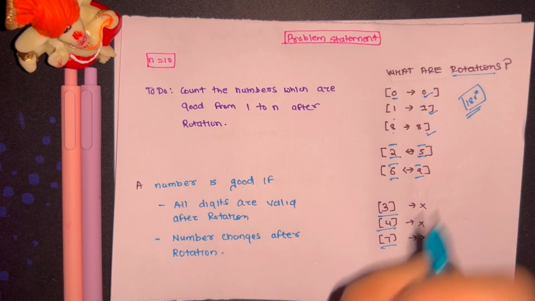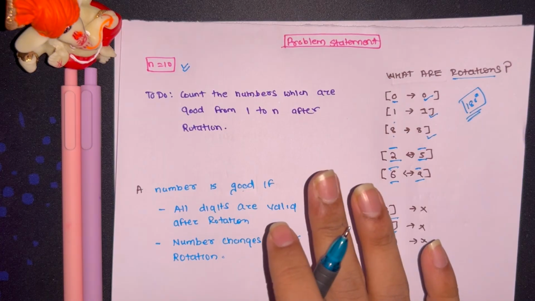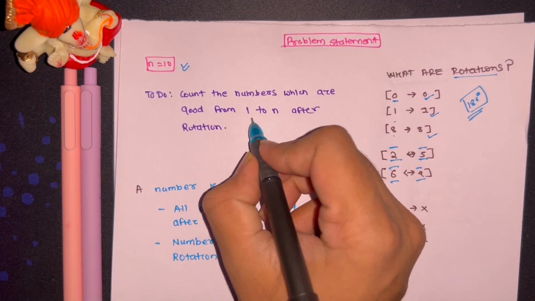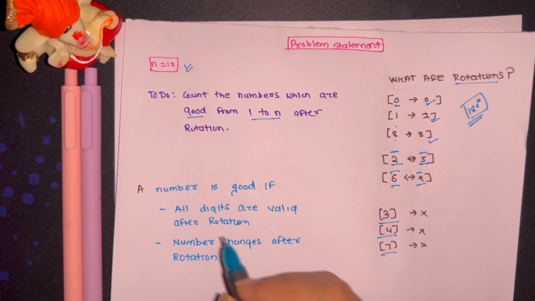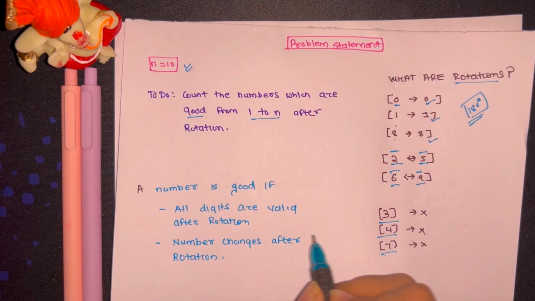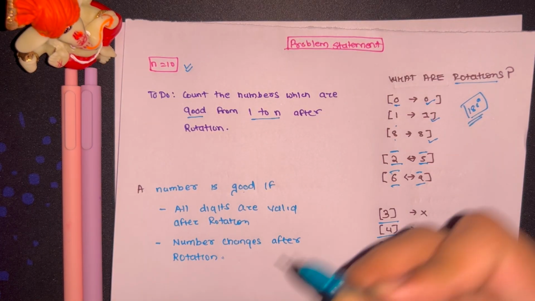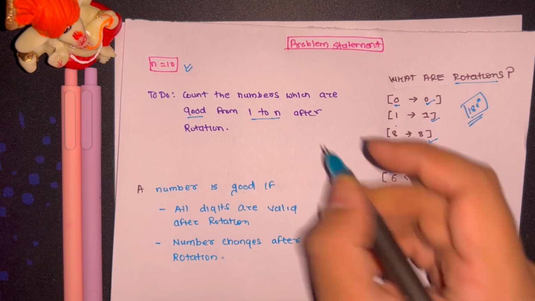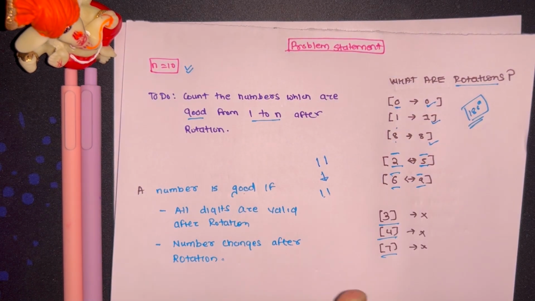So we have been given a number n, and what we need to do is count the number of good numbers from 1 to n. Now, what is this good number? A number is good if all the digits are valid after rotation, and the number changes after rotation. It should not be the same. Consider 11. After rotation it will be 11 only, so this is not a good number.